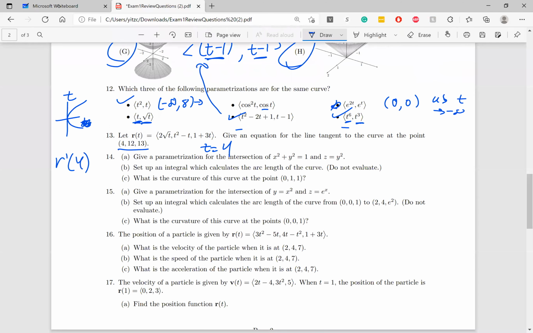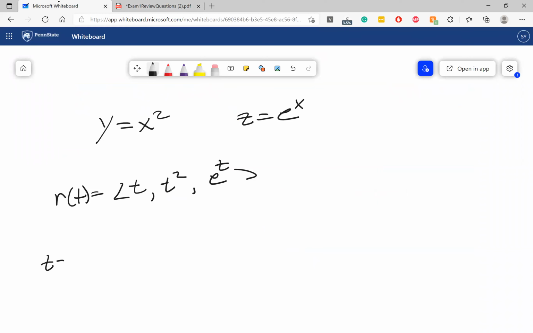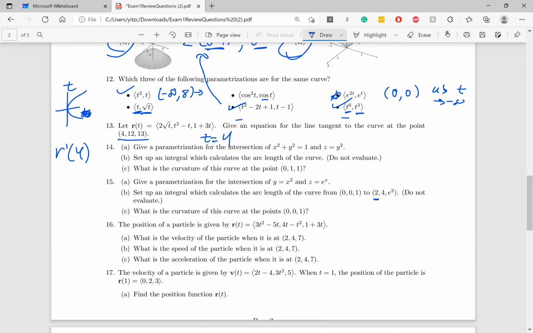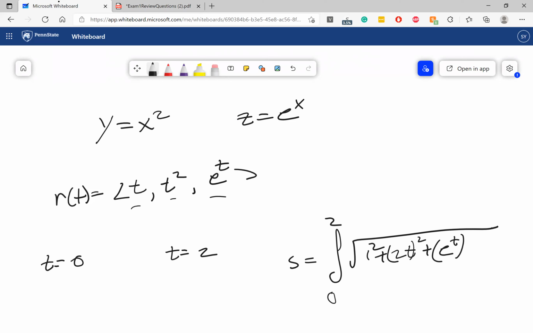Okay, and then the next part of the question asks, set up an integral which calculates the arc length from 0, 0, 1 to 2, 4, and e to the 2. The first one happens when t is equal to 0. That's when you get 0, 0, 1. And the other one has e to the 2 and 2, so that happens when t is equal to 2. And so then our arc length s is going to be the integral from 0 to 2 of the square root of 1 plus (2t) squared plus (e to the t) squared dt. And that's going to be our integral.